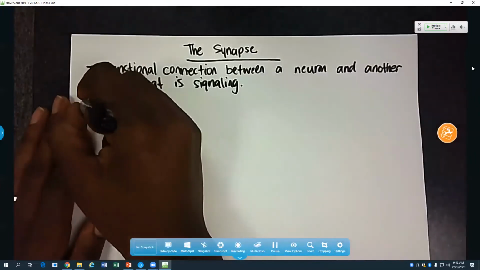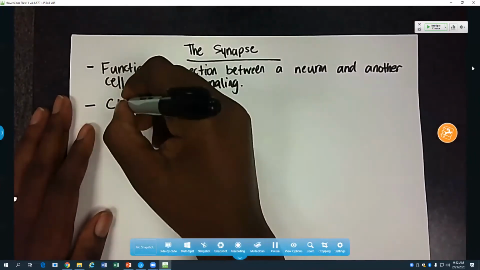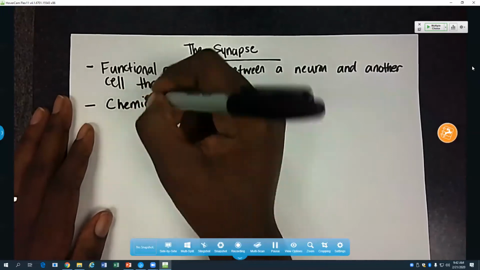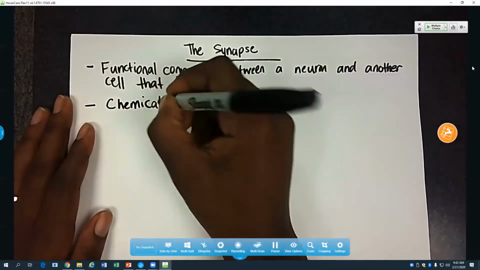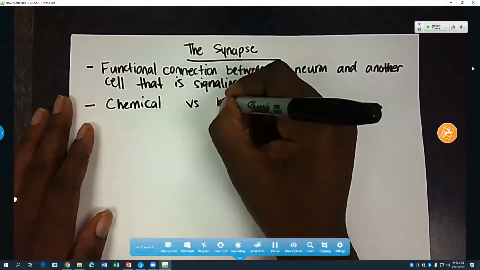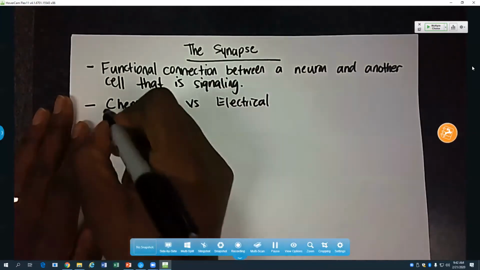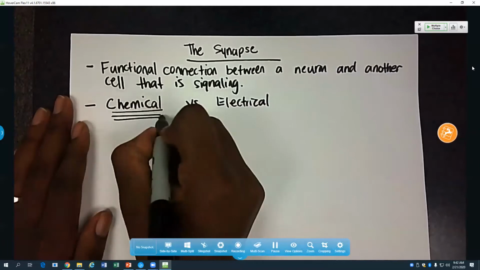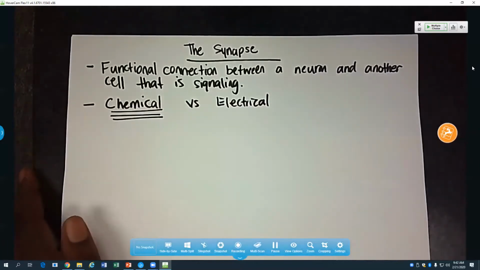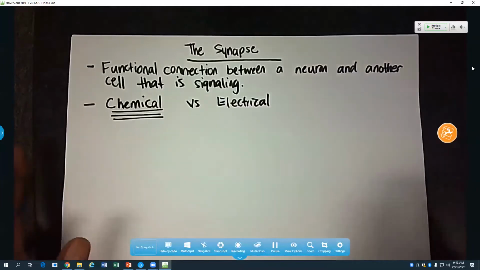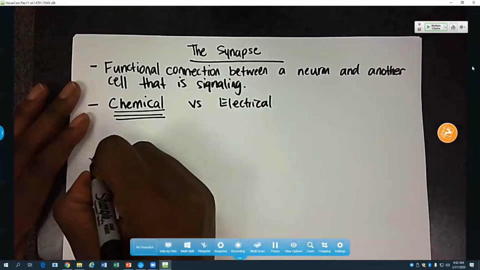We can describe two types of synapses. We have chemical synapses, which we'll speak about mostly. So they can be chemical versus electrical. And chemical is going to be the one that we're most concerned with. Electrical we will speak a little bit about, but not too much. And then let's illustrate what that looks like in terms of that functional connection.